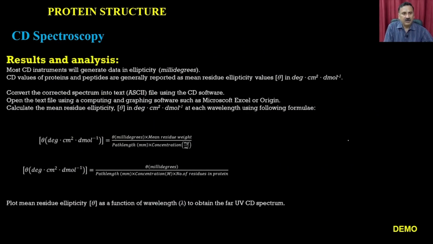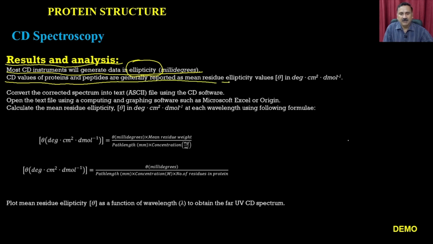So, in the CD spectra, what are the results and analysis? Most CD spectra will generate the data in the form of ellipticity. CD values of proteins and peptides are generally reported as mean residue ellipticity values in degrees centimeter square per mole. Convert the corrected spectra into a text file using the CD spectra software. Then open the text file using a computing and graphics software such as Microsoft Excel or Origin.